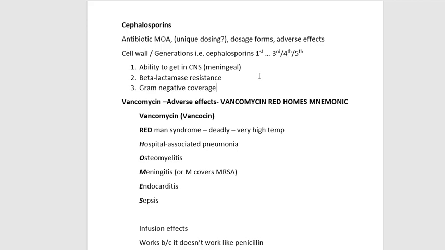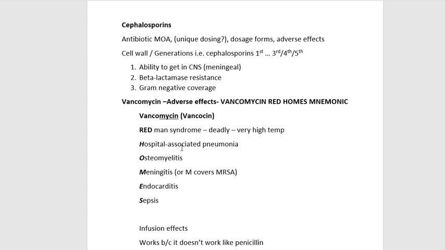Vancomycin gets its own list because it is so important. And our mnemonic is Vancomycin Red Holmes. So Vancomycin, just a reminder of what drug we're working with. Red man syndrome, a deadly side effect that's possible, causes very high temperature.